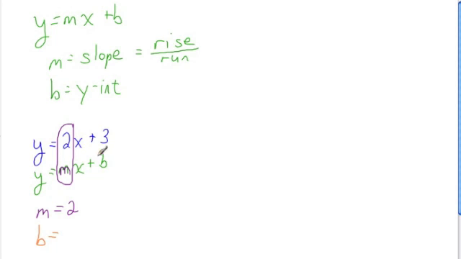The other thing that we need is the y-intercept. The y-intercept is represented by the variable b. Since we've put our equation in the proper form, we can easily see that the number in the b location is 3. So the y-intercept is 3. Now that we've identified the slope and the y-intercept, we have enough information to graph the line.